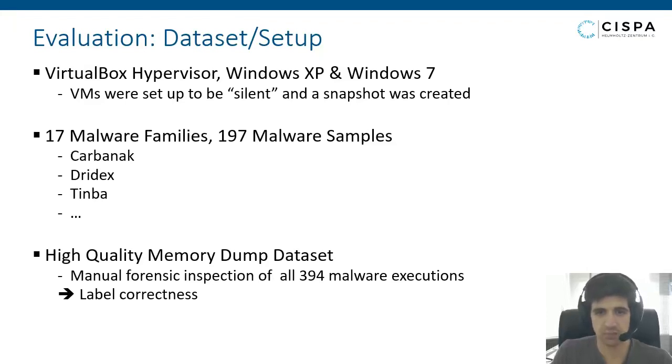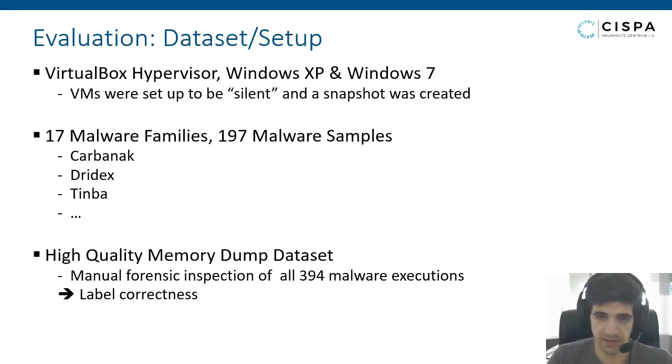We have used 70 popular malware families, such as Carbonac, Triadex, Timber, and so on. In total, we had 197 malware samples. The full list of the families can be found in the paper. Now, this number, 197, might sound a little small, but we want to mention that we have taken great care to create a very high quality data set.